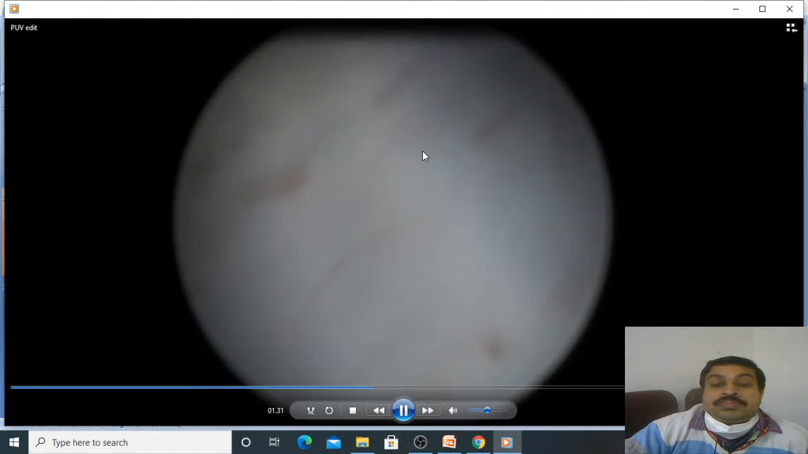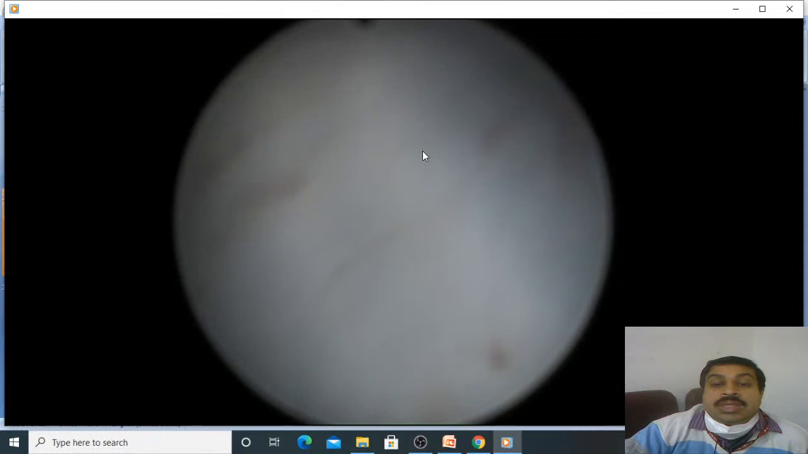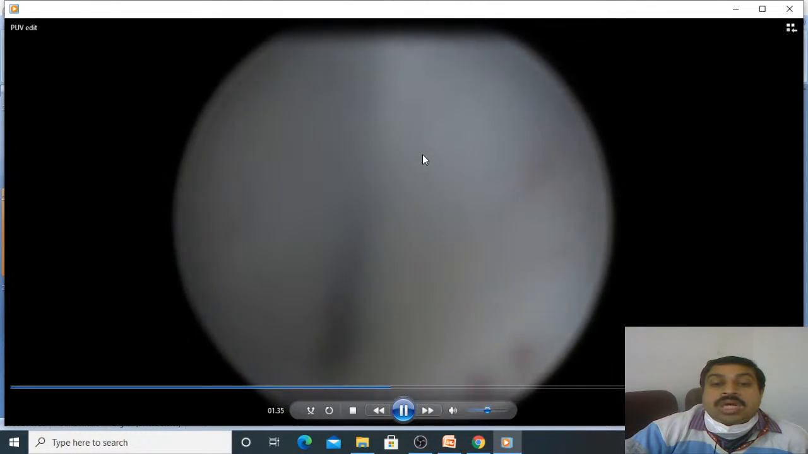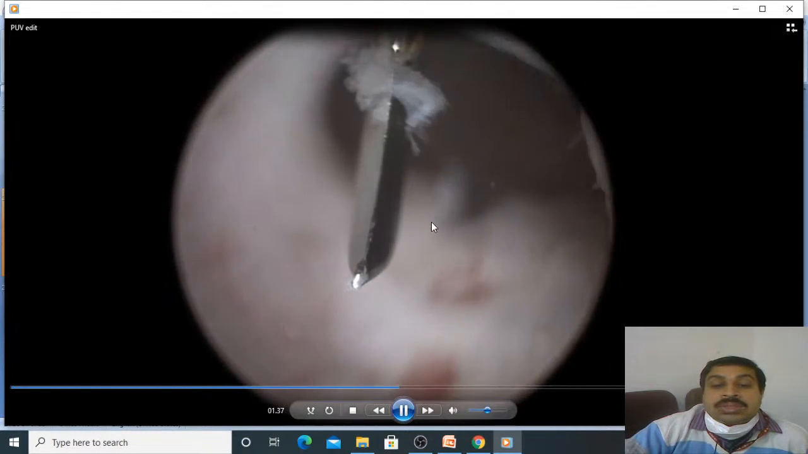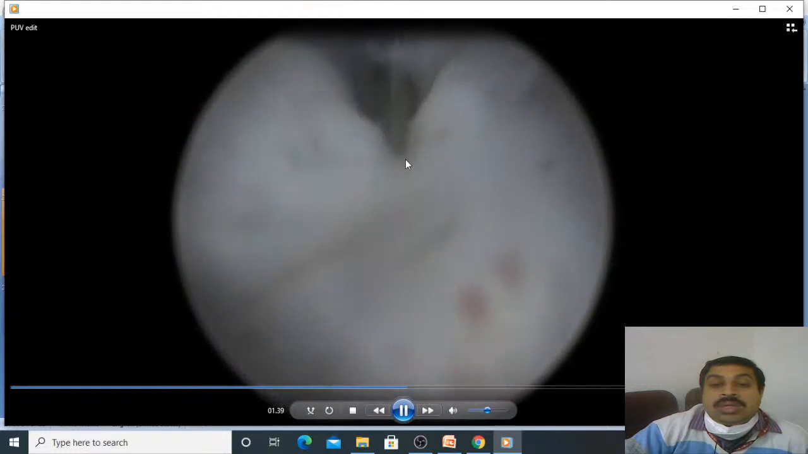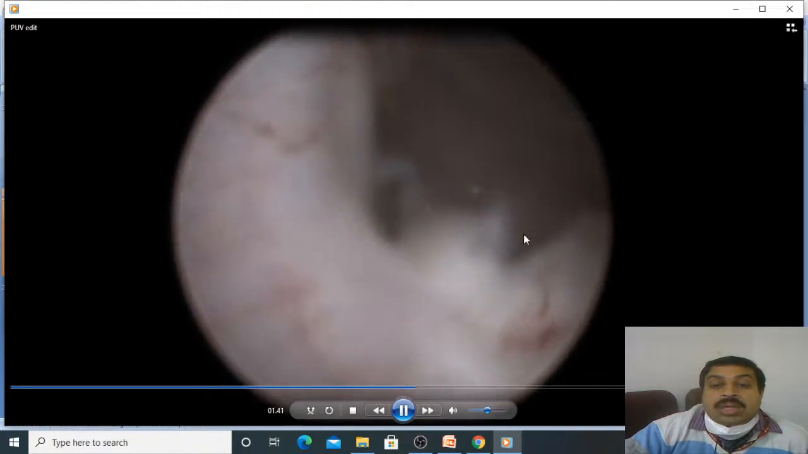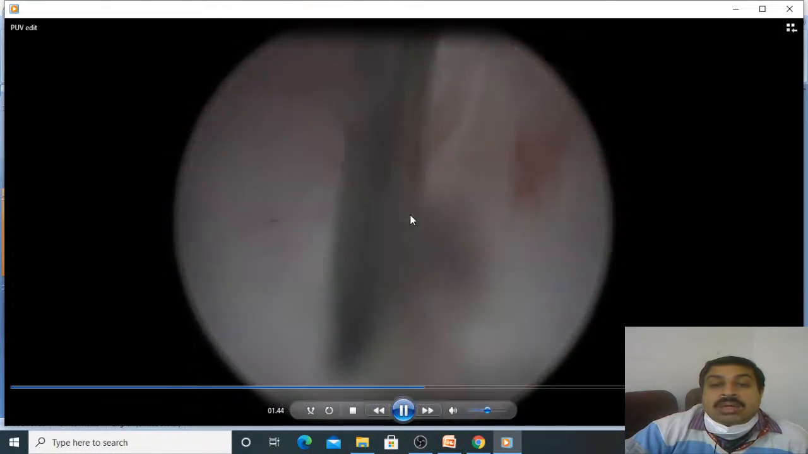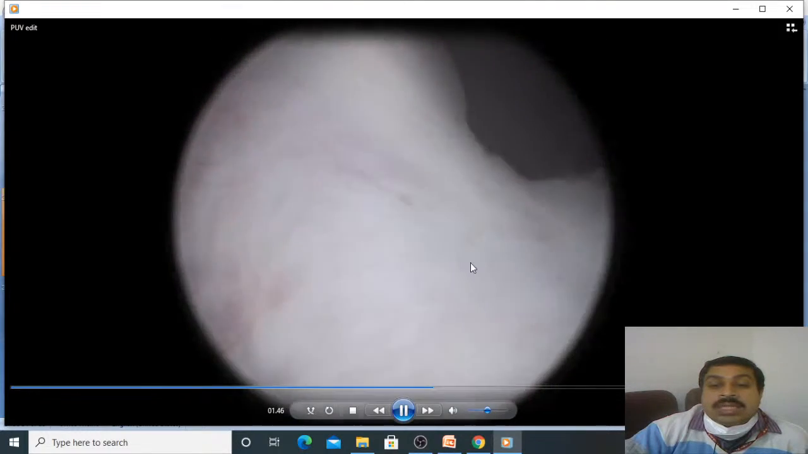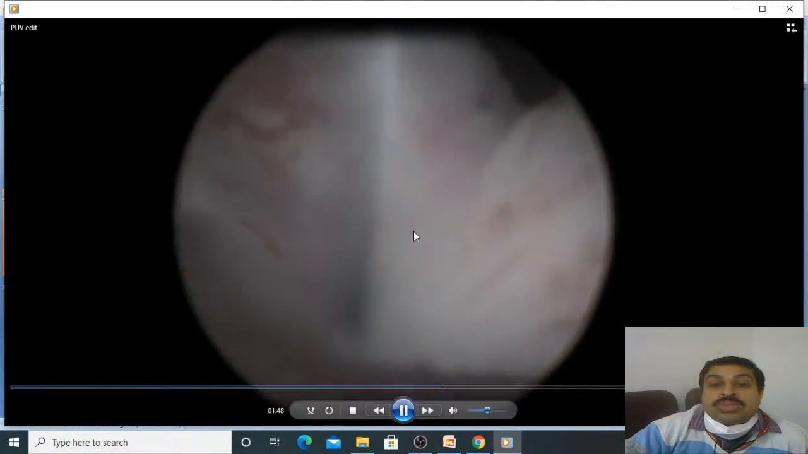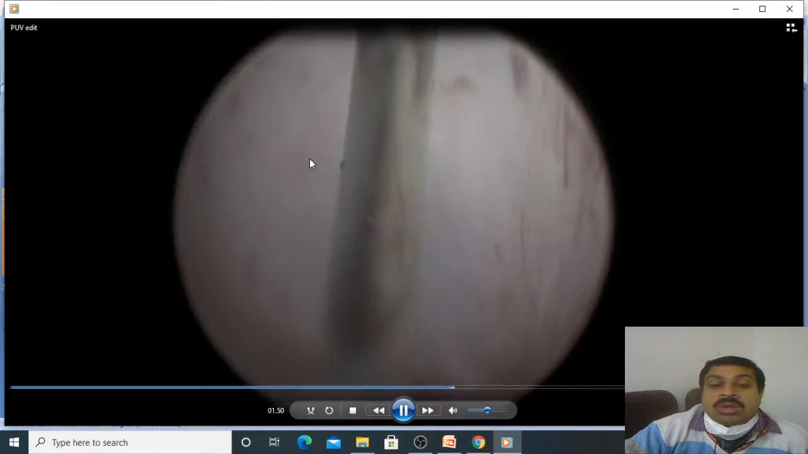So let's see whether our sickle is sharp enough. Yes, so it has incised it, as you can see here. We'll do it a little more elaborately till we are sure that we have completely incised it. This was the 7 o'clock position. If this is a clock, the valve has now been incised at 7 o'clock.